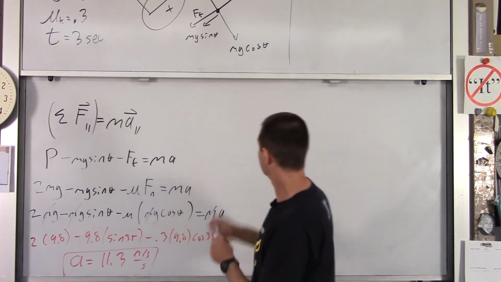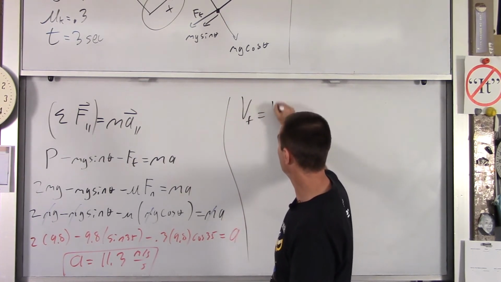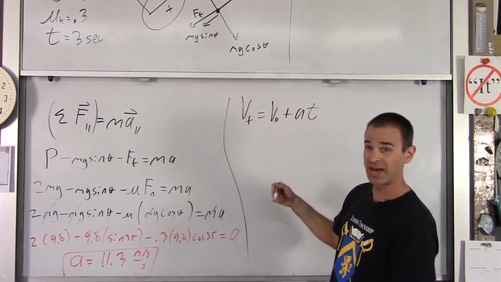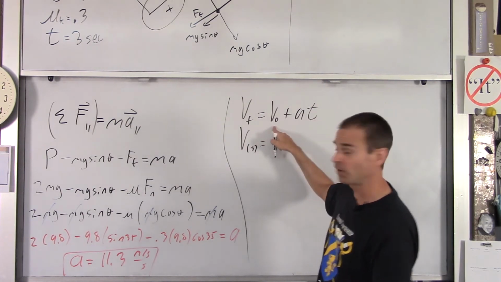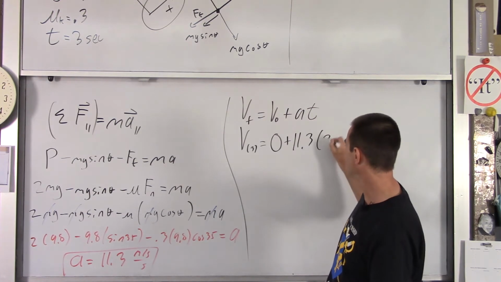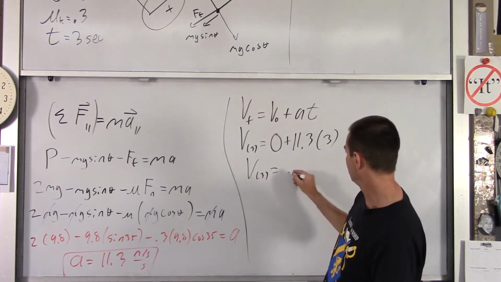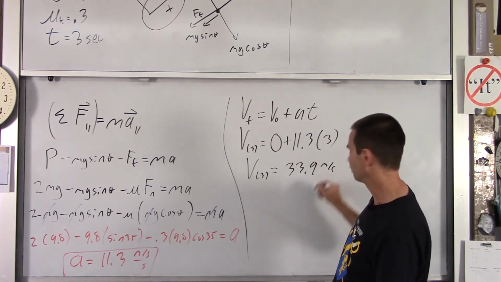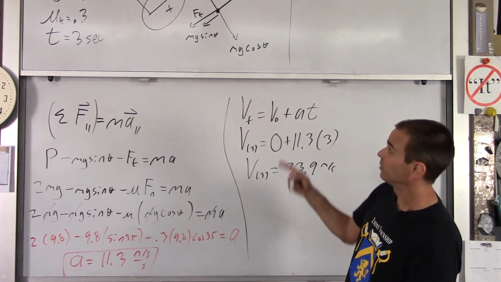So to find the velocity at that moment, the velocity final equals v naught plus at. So I'll use that equation there. I'm trying to find the velocity at the 3 second mark. Well, we started at rest, and I gave you an acceleration, and then the time is 3. So the velocity at 3 seconds equals 33.9 meters per second. Finally, well, not finally, but next, what's x?